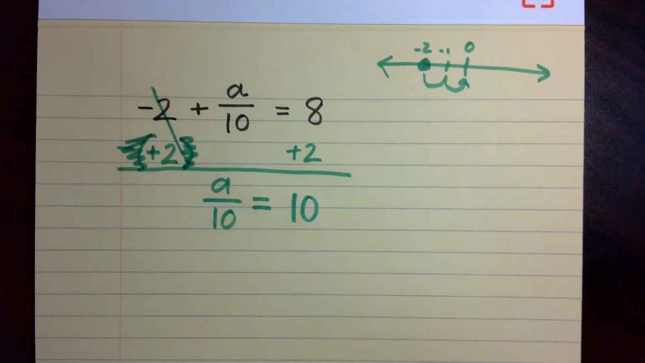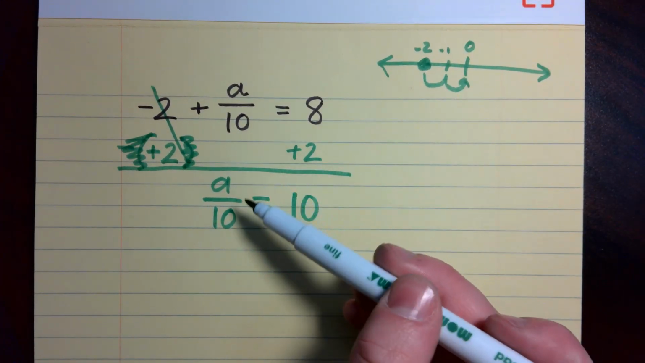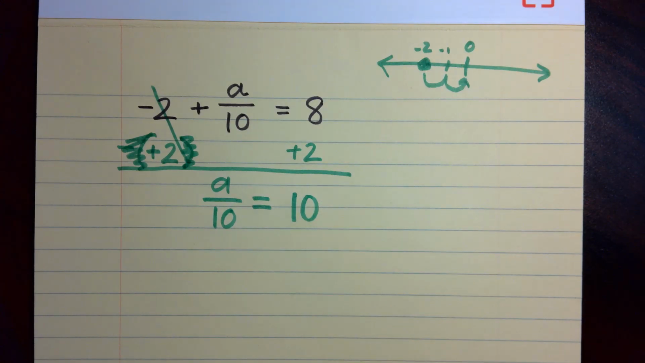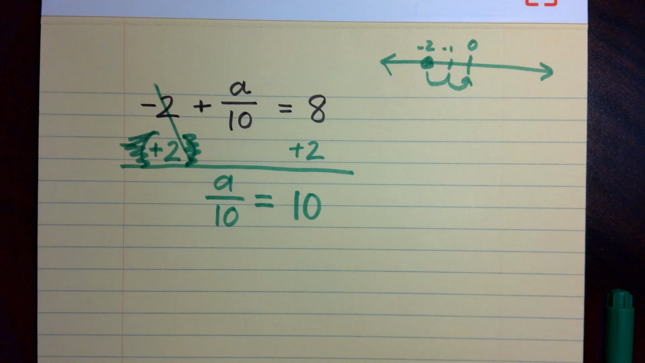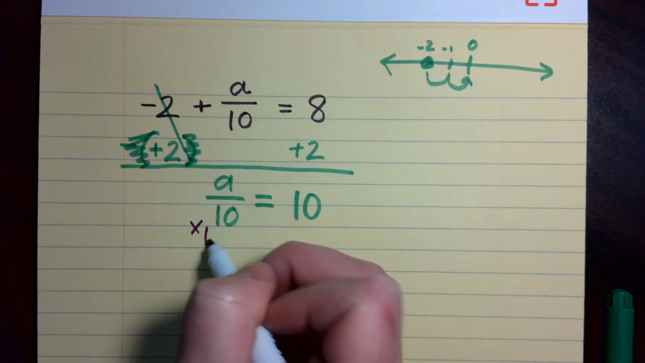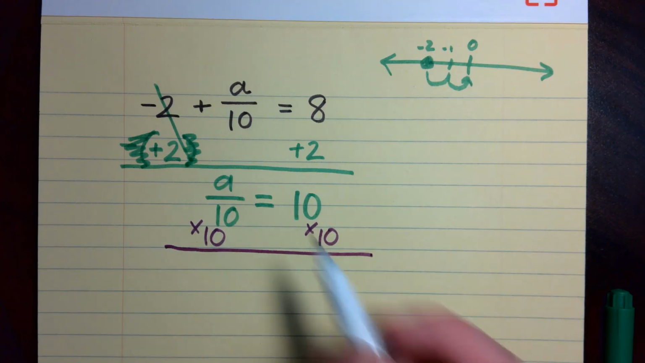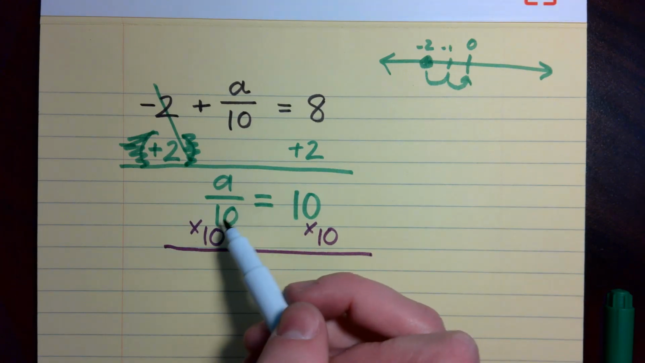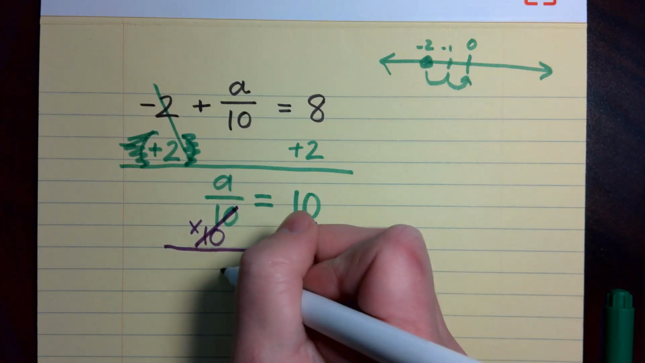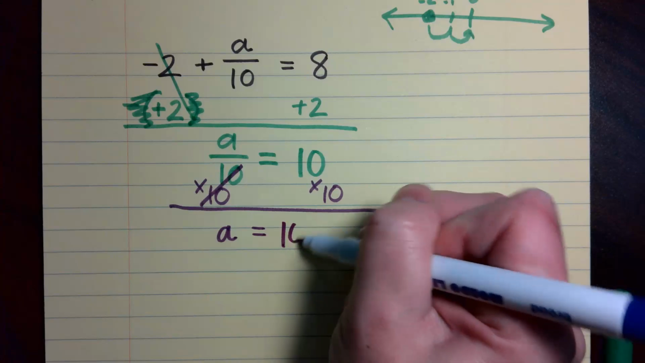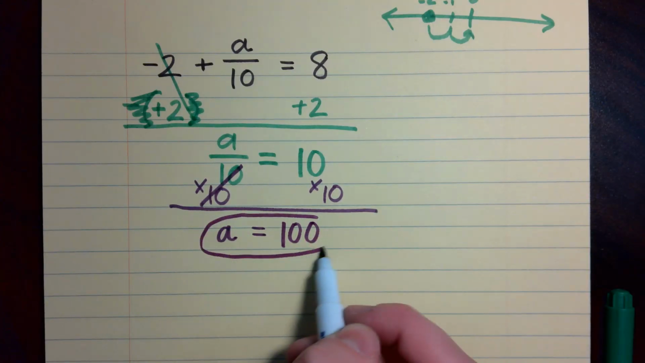Now I'm left with a whole new equation. A divided by 10 equals 10. What do I do now? 10 times 10. Yes, we have a division problem here, so in order to reverse it or cancel out that 10, we need to multiply by 10. When we have division, we undo it with multiplication. So my 10's are going to cancel. I'm left with A equals, what's 10 times 10? 100. Good job, guys.